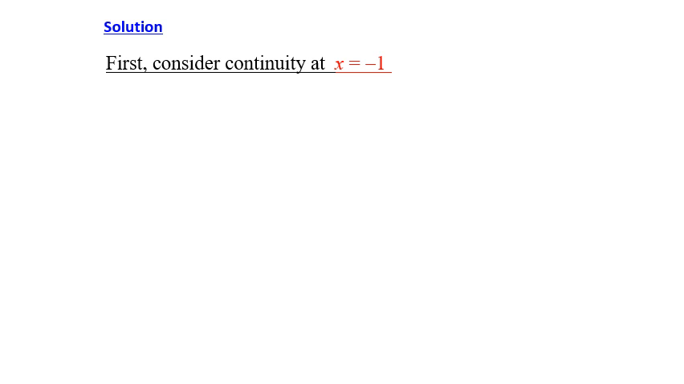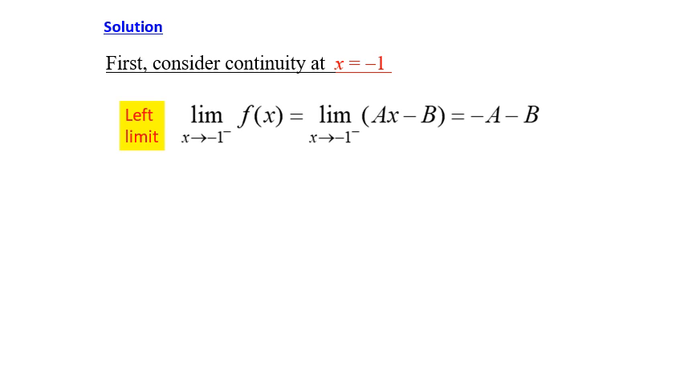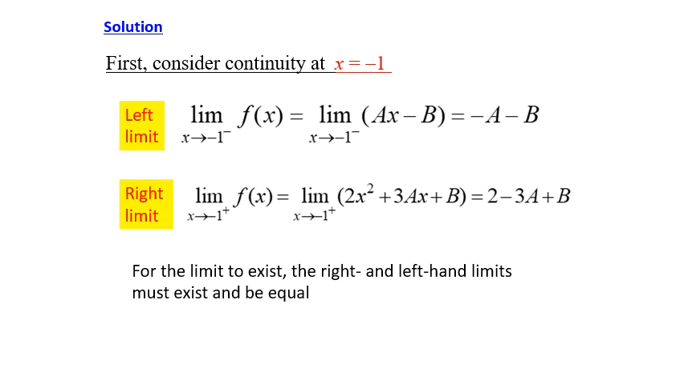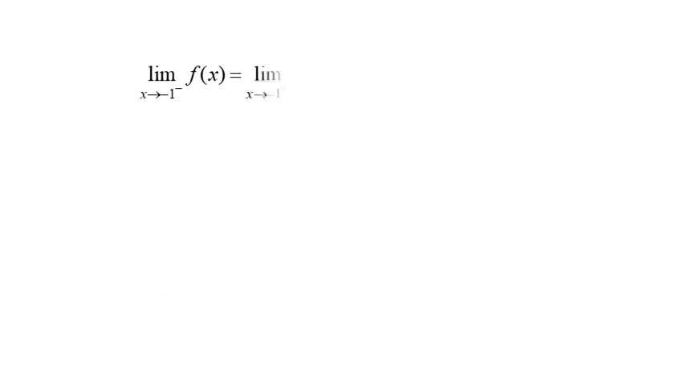As I said before, since it is continuous at x equals -1, the left and right-hand limits will be equal. So here we write down the left and right-hand limits. And as I said, since it is continuous, the limit must exist. So if the limit exists, we can equate the left and right-hand limits. Since we have A and B, that will be our first equation.